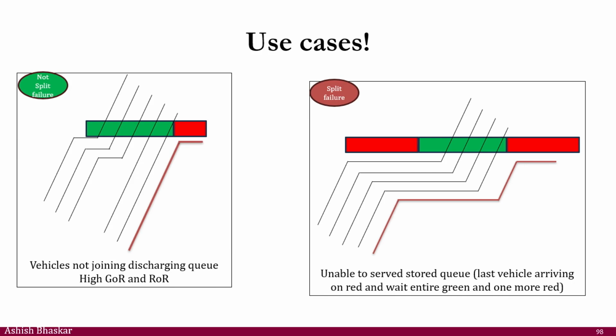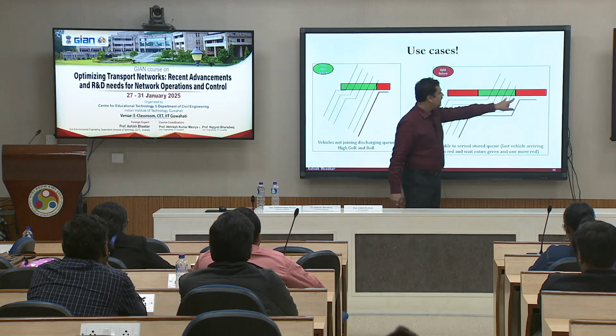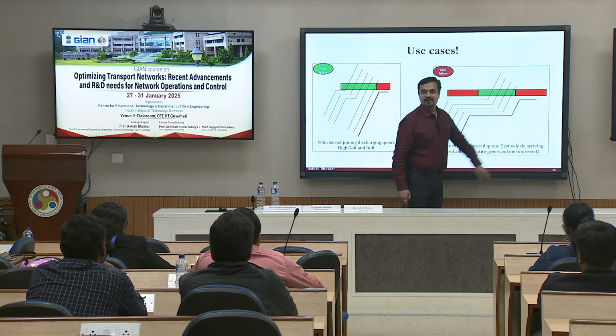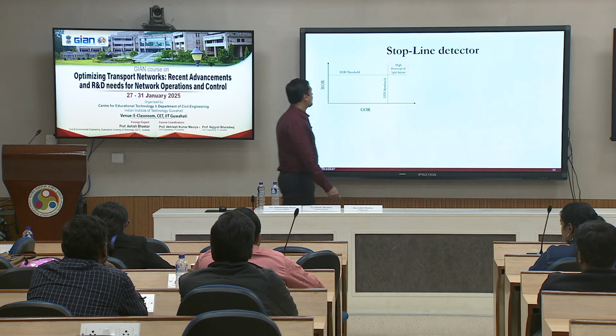In this case, both are high, right, in the first 5 seconds. Here also, do you have a high? GOR is less, ROR will be high, right. The vehicle hits during, let us say, the first 5 seconds, so ROR will be high.